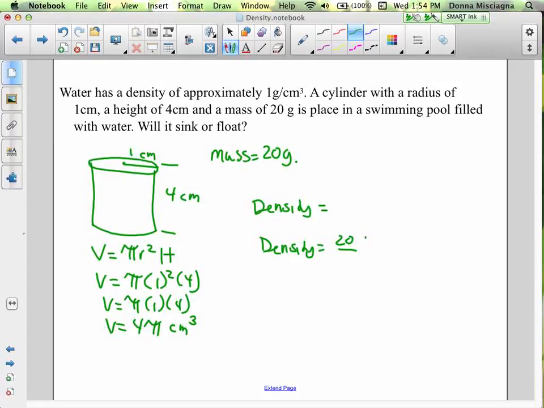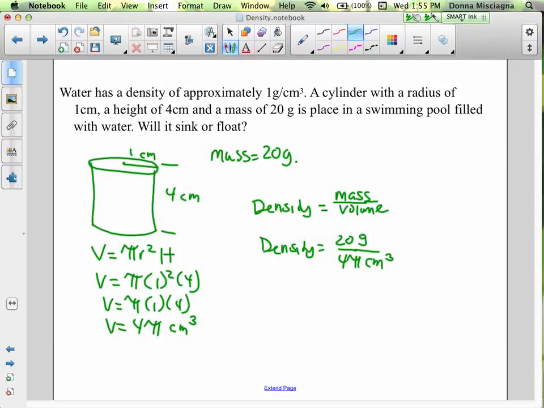And don't forget your units. So 20 grams over 4 pi centimeters cubed. Just as a reminder, density is mass divided by volume. All right, so now when we simplify this, we're going to have to divide 20 by 4 pi. Be careful, don't type 20, a division symbol, then 4 pi into the calculator, because what will probably happen is your calculator will divide 20 by 4 and get 5, and then multiply 5 times pi, rather than divide by 4 pi. So I suggest you just use parentheses when you're dividing by more than one thing.